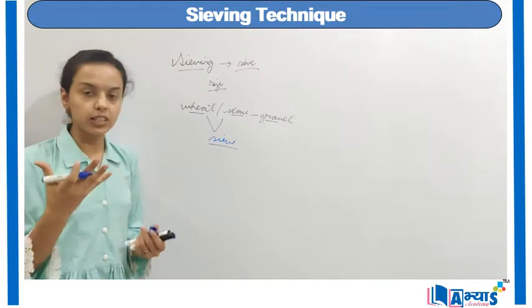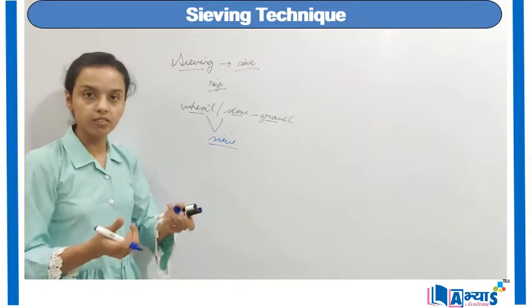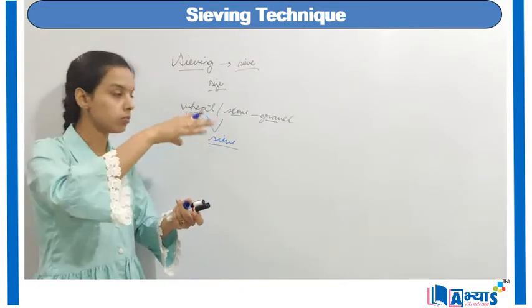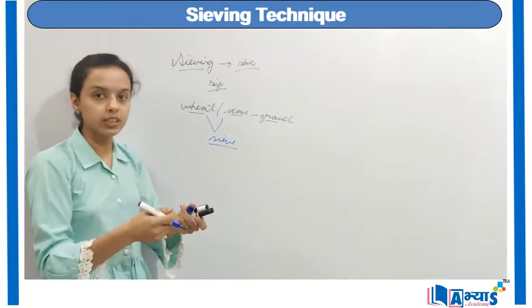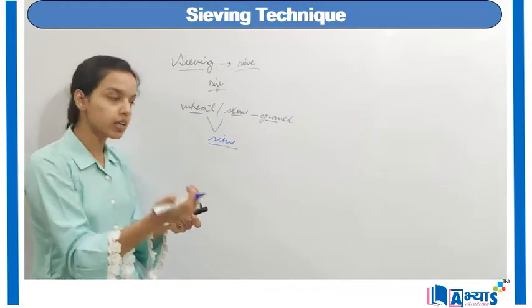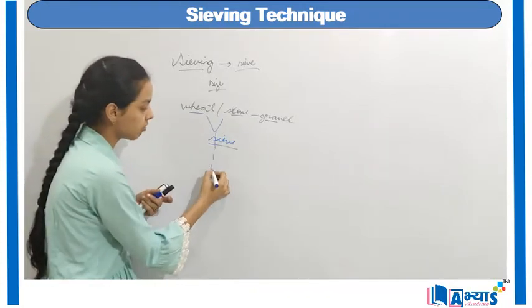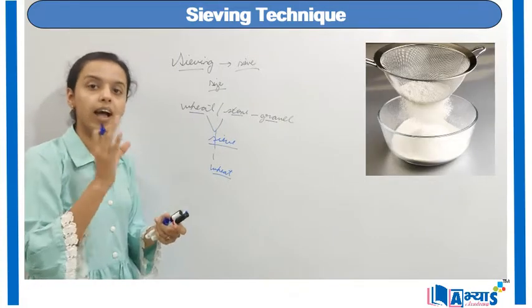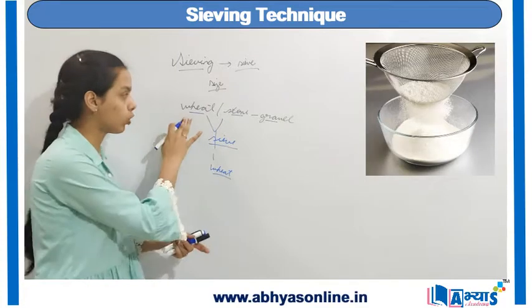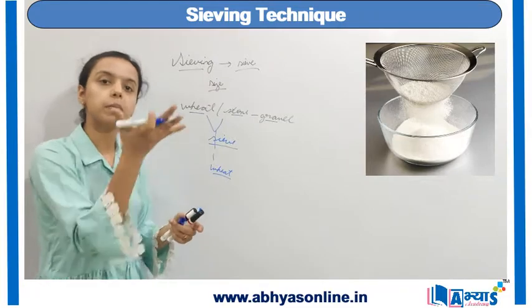So the process is something like this. I will take the sieve and pour the mixture of wheat and gravel on the sieve and just shake the sieve. The smaller fine particles, that is the wheat particles, will come down because they are relatively smaller in size, and the bigger size out of both these quantities will remain at the top.